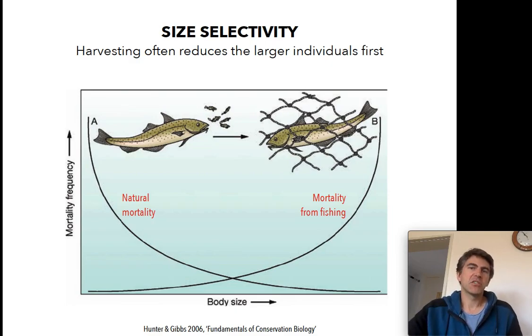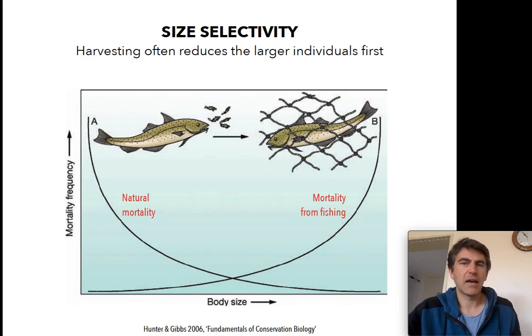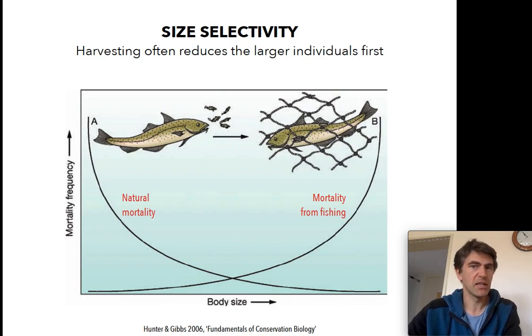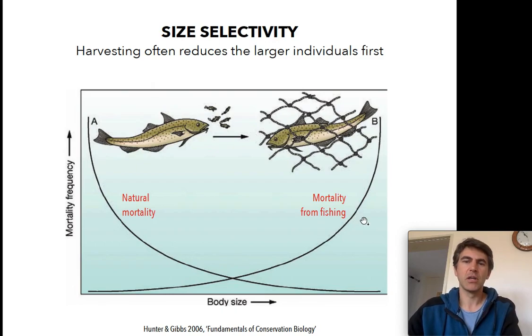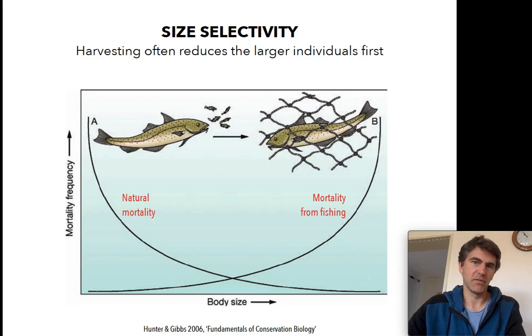Size selectivity I mentioned earlier. One of the challenges is that harvesting often reduces the larger individuals first, but those are of course the ones that are reproducing and producing offspring. So if you specifically get rid of the large ones, you end up with a problem in terms of producing more offspring. And you have the opposite pattern there for natural mortality, which is mainly affecting smaller bodied individuals, as opposed to mortality from fishing, which is largely affecting larger bodied individuals.